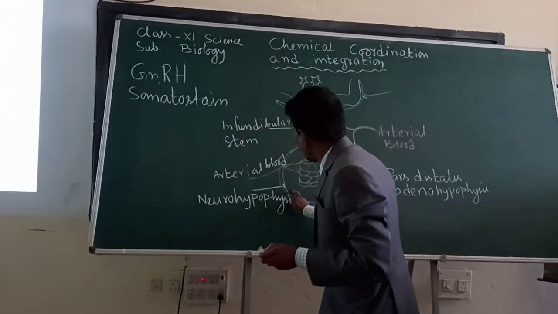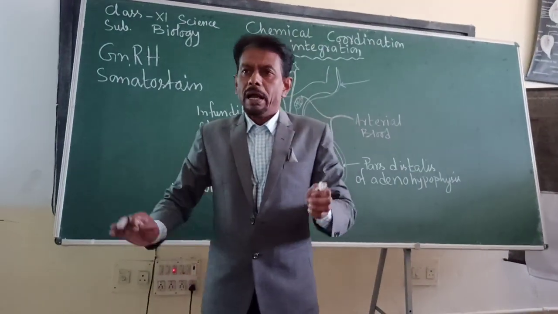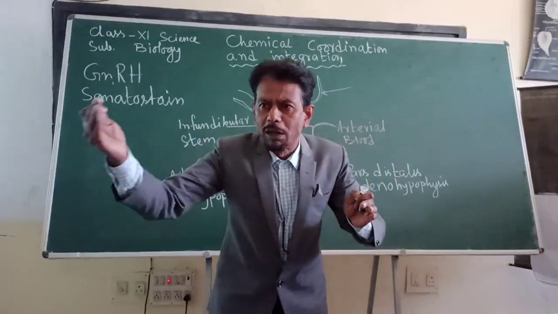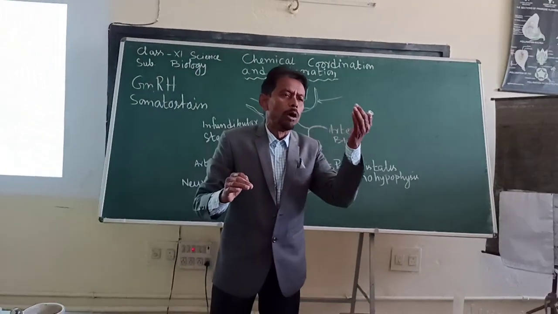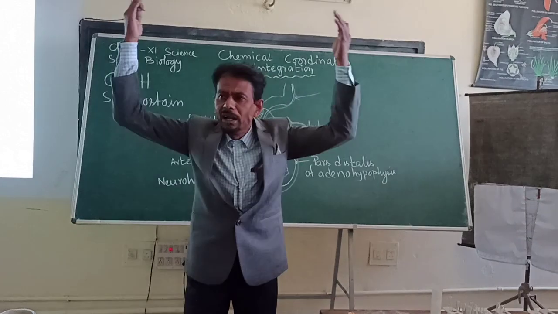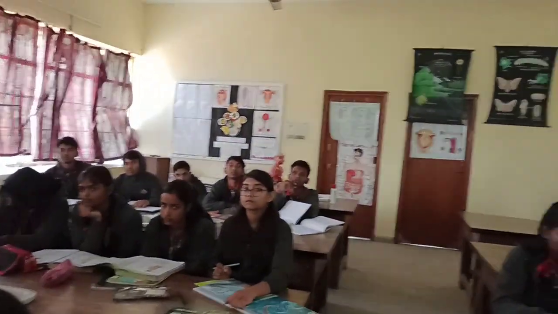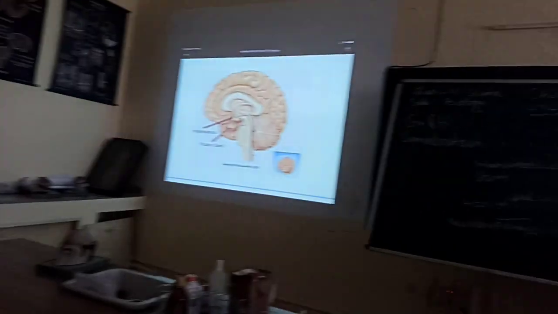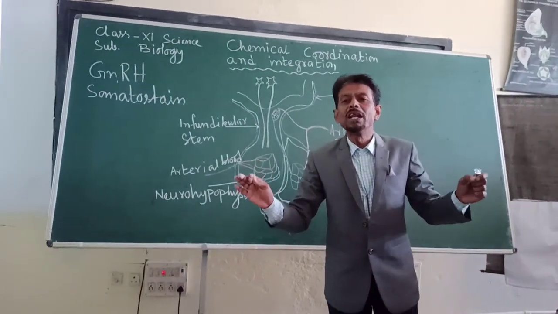And the posterior pituitary gland is called neurohypophysis. The adenohypophysis, otherwise called the anterior pituitary gland, and the posterior pituitary gland is called neurohypophysis. Is that clear to you? Yes. Now, the adenohypophysis or anterior pituitary gland secretes so many hormones.